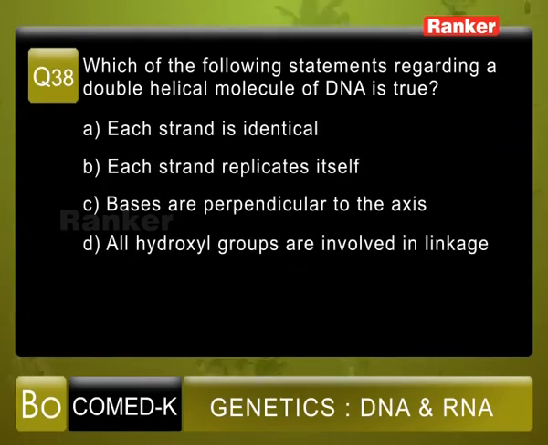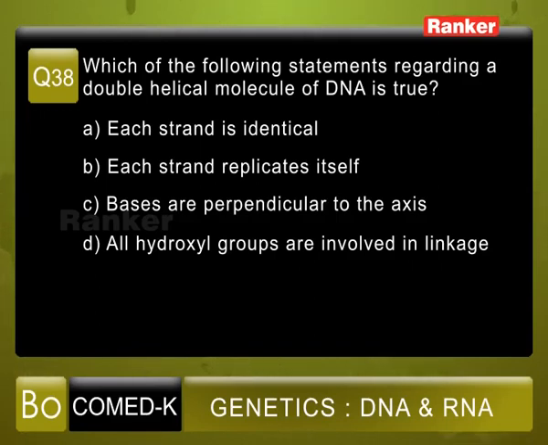A, each strand is identical. We understand both the strands are different. The Watson and Crick strands are primarily different due to the presence of the nitrogen bases. B, each strand can replicate itself. Each strand cannot replicate itself. Each strand needs to act as a template, and then a daughter DNA gets formed.